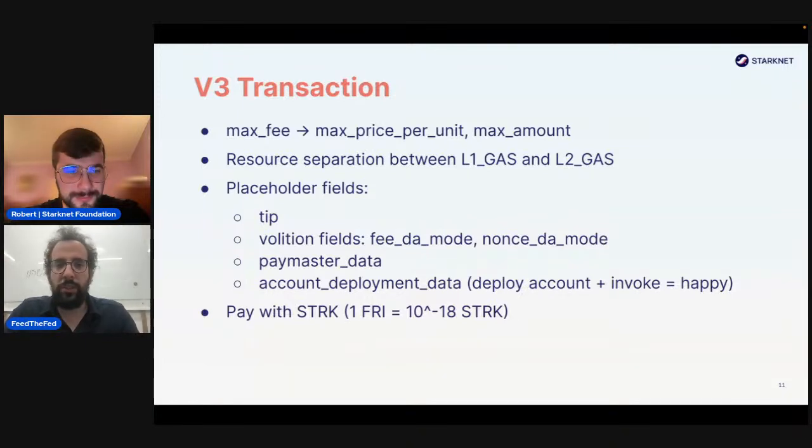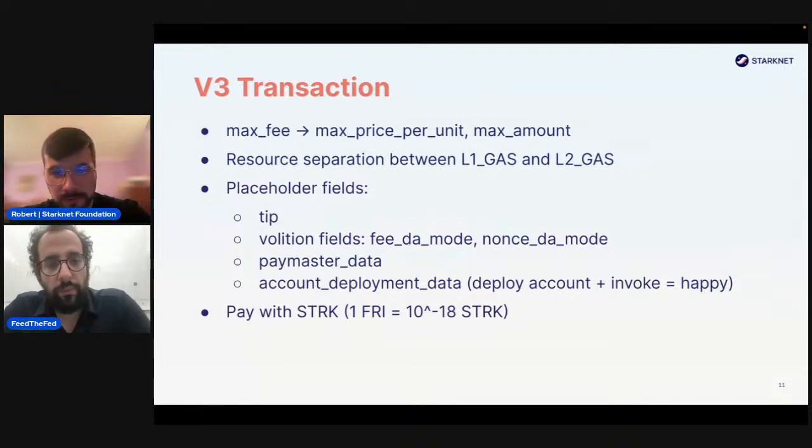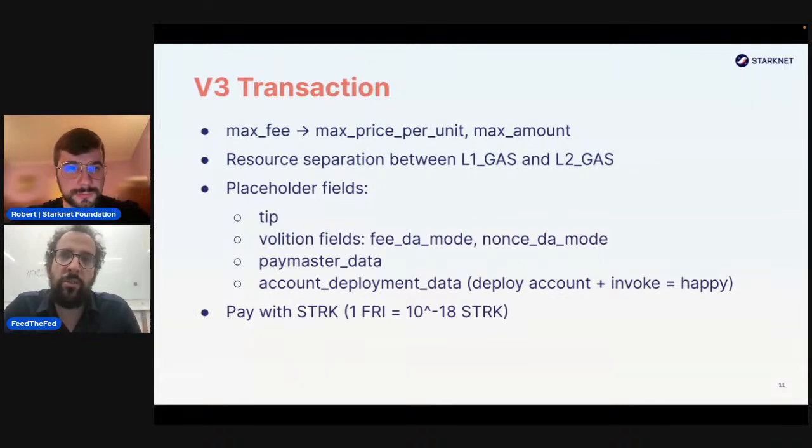Okay, any questions, comments on V3 transactions so far? I believe there was one question, basically regarding the payment in Stark token, and that means, can we choose between Stark and ETH, or is it by default Stark? So you can't choose it in a single transaction.